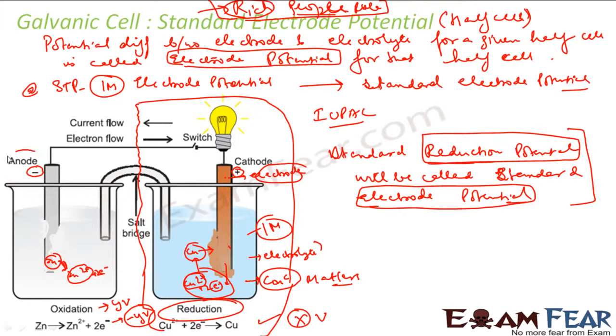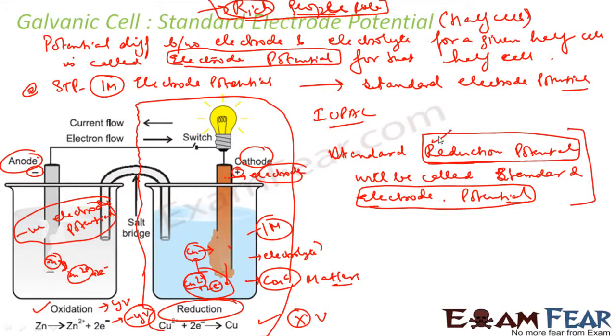So if you see, this is my anode and this is my cathode. Anode means oxidation, cathode is reduction. So anode is the half cell in which oxidation takes place. Since now I have taken electrode potential as a reduction potential, this will have negative electrode potential. Why? Because this will always have positive oxidation potential, because here oxidation is happening.